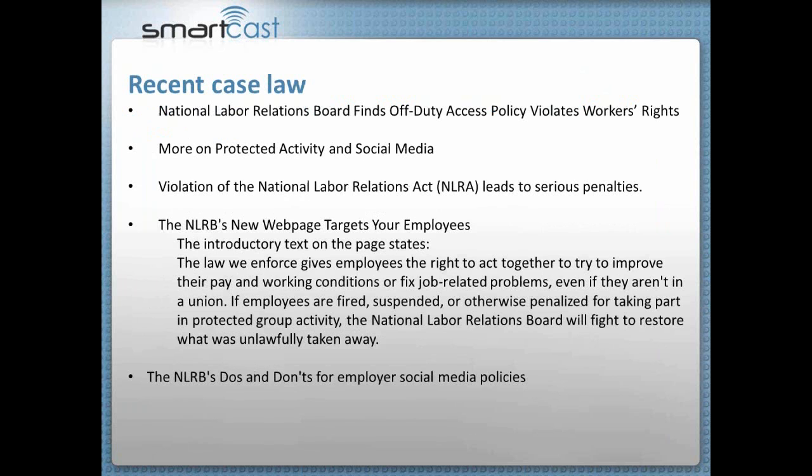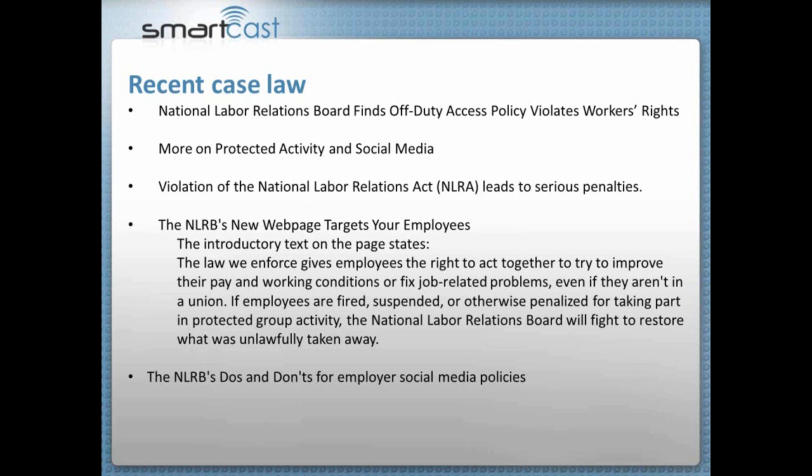Okay, recent case law. Let's go through this real quick. This is some fun stuff here. There's a case here, a real new one. This just happened right at the end of June. It's not even a month old. It was Sodexo America, LLC.